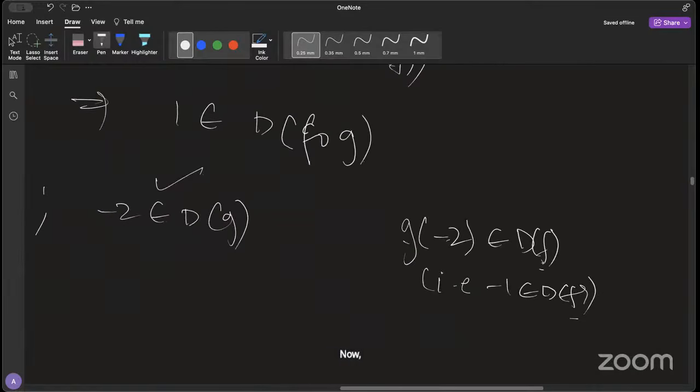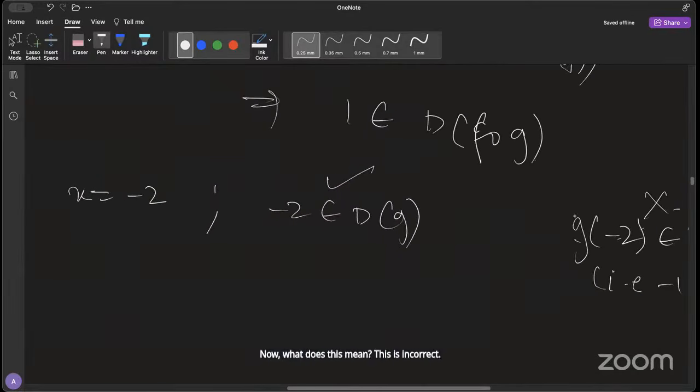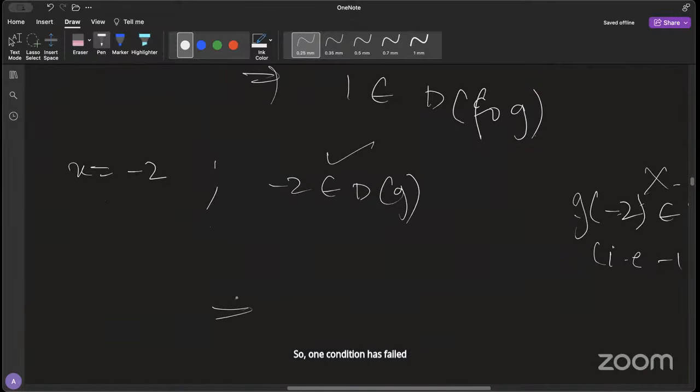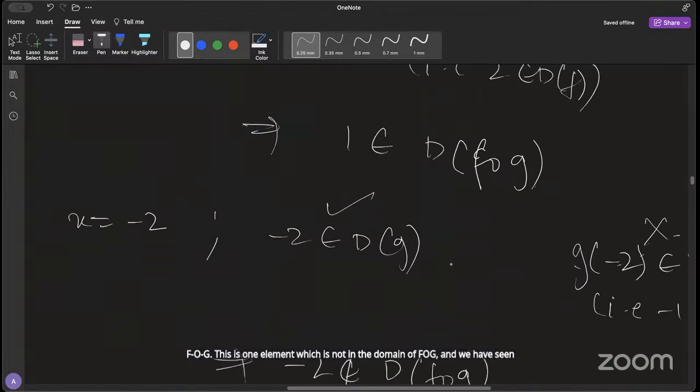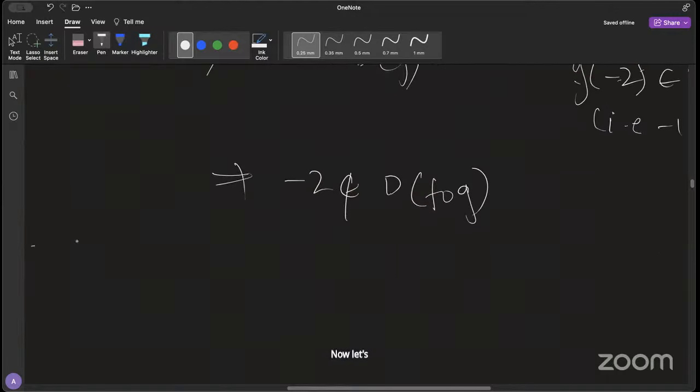What does this mean? This is incorrect. So one condition has failed. That means -2 is not in the domain of f∘g. This is one element which is not in the domain of f∘g, and we have seen one element which is in the domain of f∘g. Now let's try to find the entire domain.